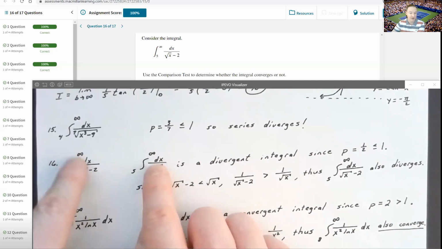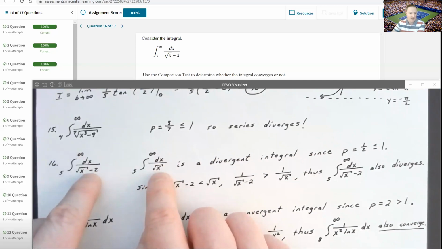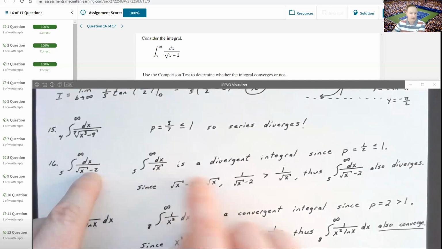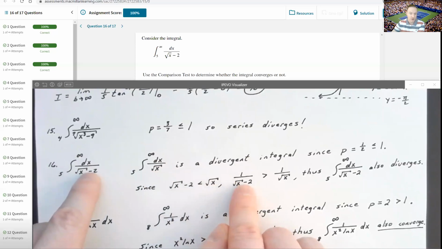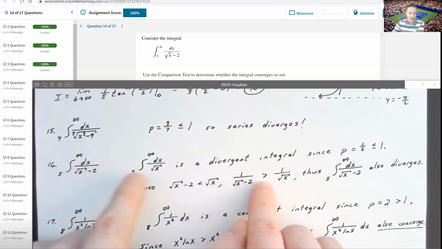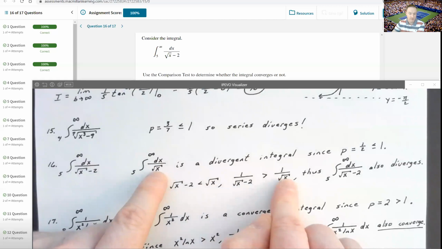Sorry, same numerator, but different denominators. You can say, well, the fraction with the smaller denominator has to be larger. That's all I'm saying here. Since this denominator is less than this denominator, the fraction in our problem has to be larger than the fraction in this problem. Now, what do we know about this fraction?